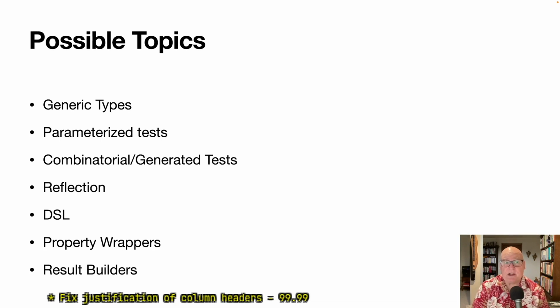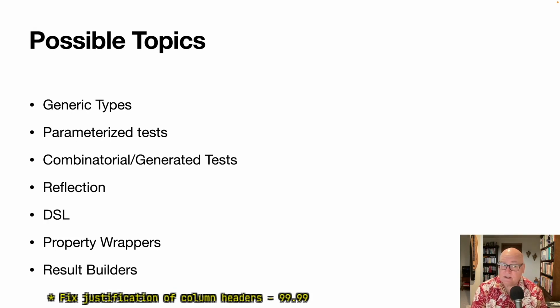One is definitely going to be generic types. We'll use that to make our test framework work with any user type or many of them. We're going to talk about parameterized tests. That's the piece I've kind of got done. I want to look into combinatorial tests or generated tests, sometimes property-based tests, sort of different ways of quickly generating tests that cover a broad area.